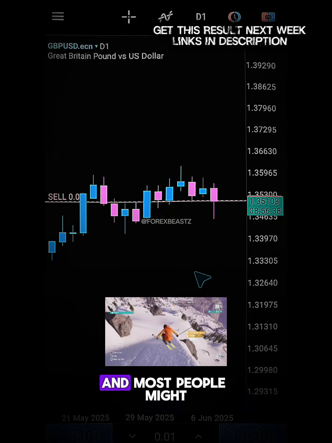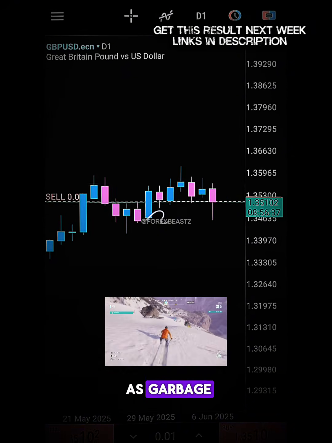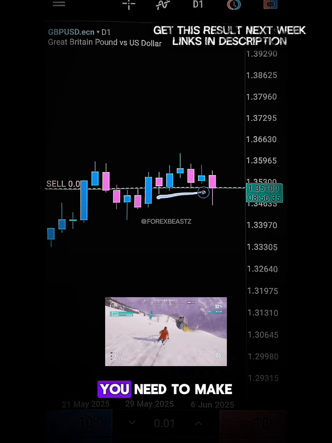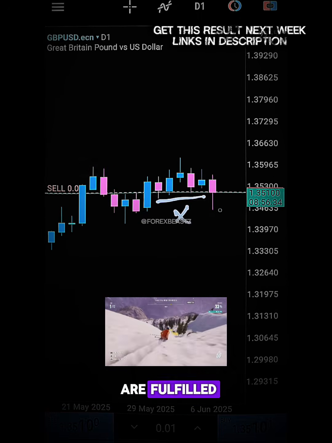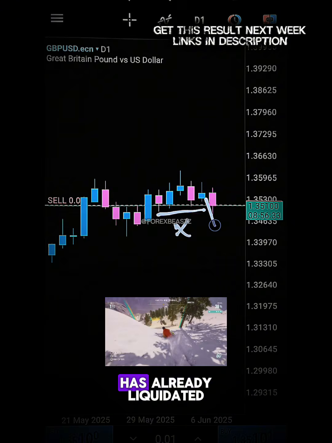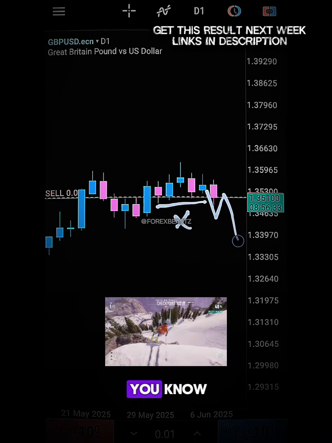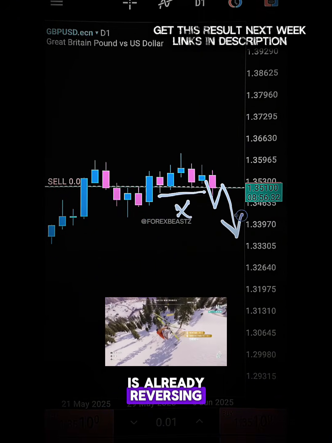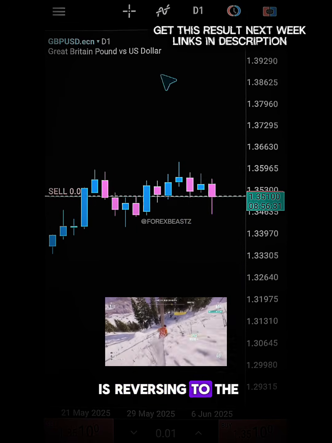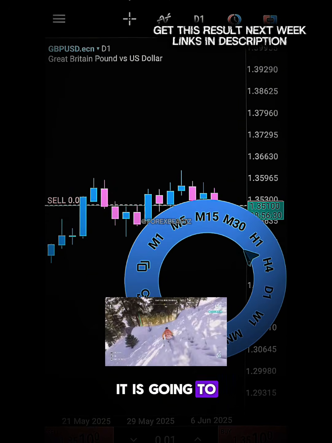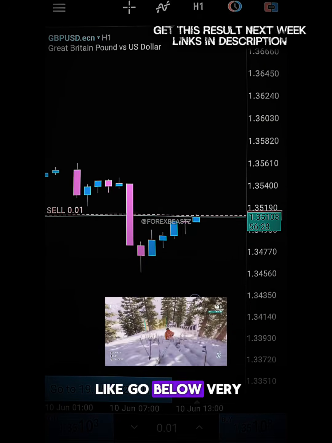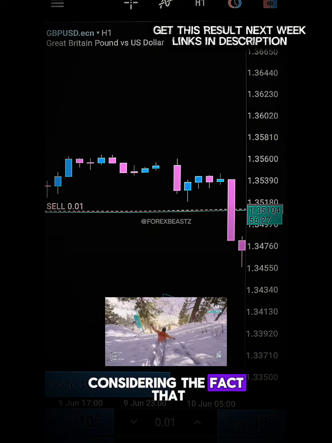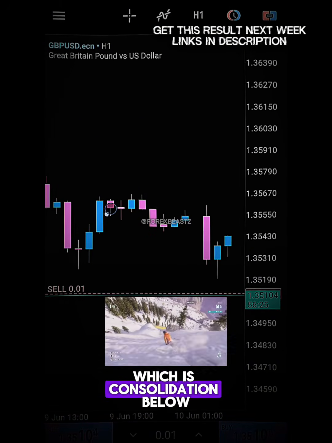Very well, that's it. And most people might look at this stuff as garbage, but if you really want to flip your account, you need to make sure all these steps are fulfilled. Like if you look at that point there, you can see price has already liquidated the low of that volume point, and price is already reversing. So basically, as price is reversing to the volume point, it is going to go below very fast, considering the fact that there's more confluence, which is consolidation below.